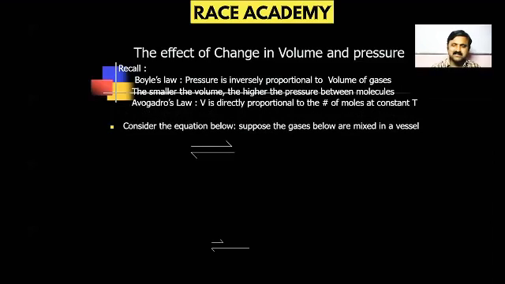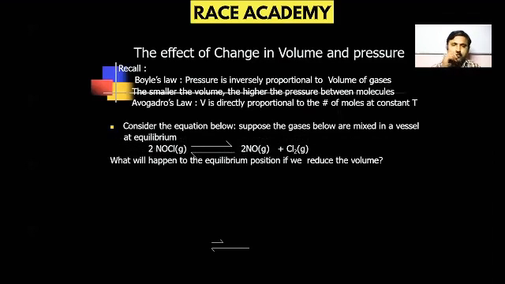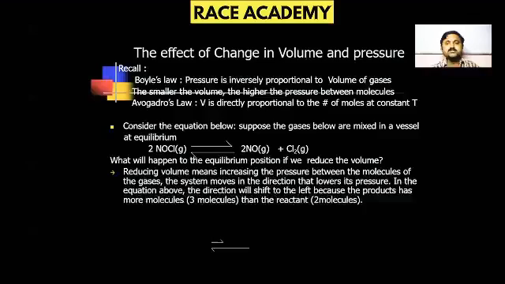Considering all these things, suppose gases NOCl, NO and Cl2 are mixed in a vessel at equilibrium. What will happen at equilibrium position if we reduce the volume? When you reduce the volume, Boyle's law tells that pressure increases. So reducing the volume means increasing the pressure between the molecules of the gases.